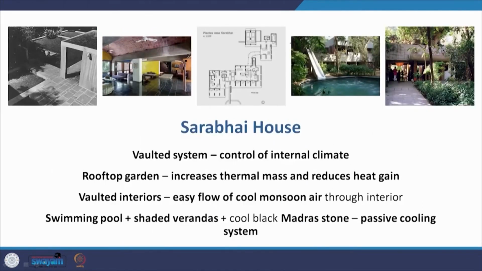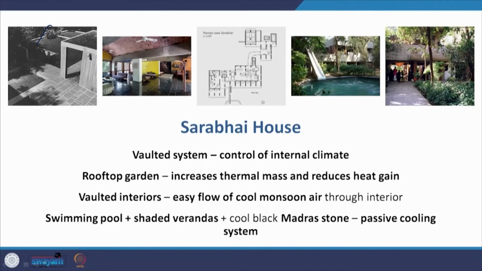Now the Sarabai house specifically talks about a vaulted system that was there in the Maison Jaoul, which also helped in controlling the internal climate of the house. It has a rooftop garden that increases the thermal mass and reduces heat gain that you find here. These vaulted interiors also lead to easy flow of cool monsoon air through the interior, because of the vault you get these parallel bays.